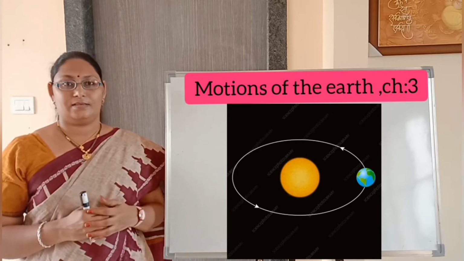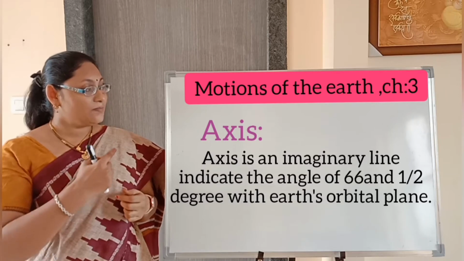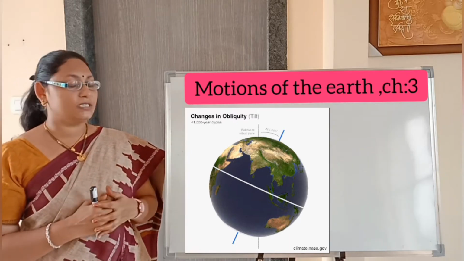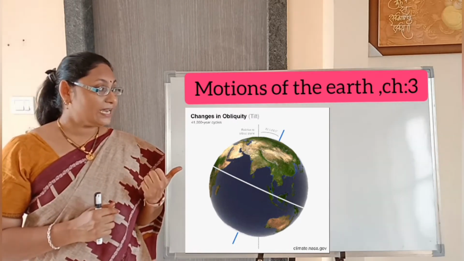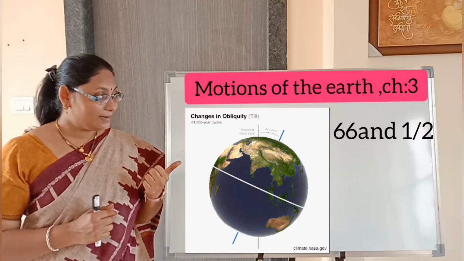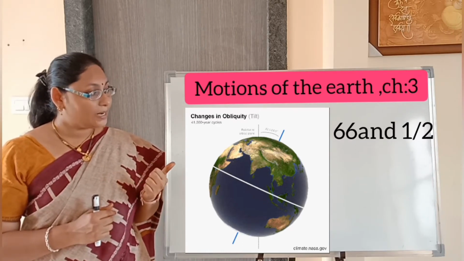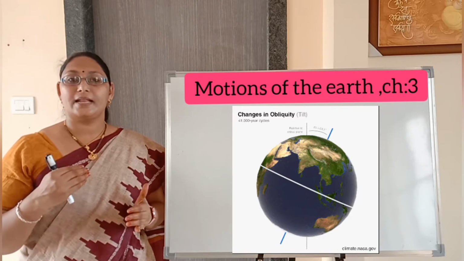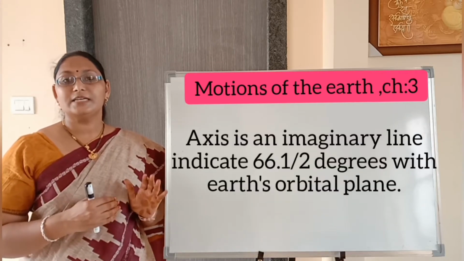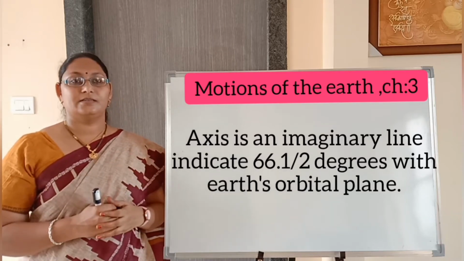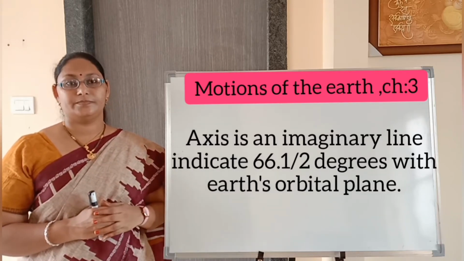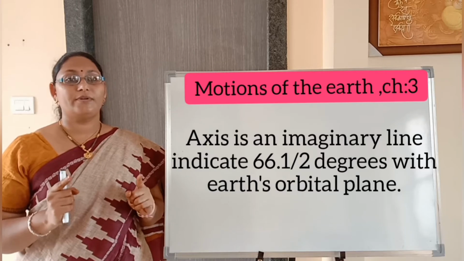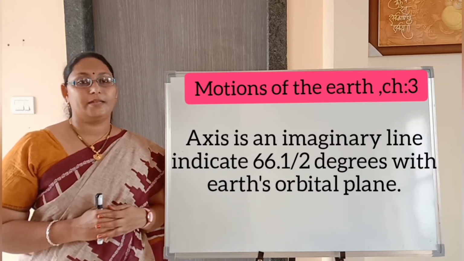What is axis? Axis is an imaginary line which is inclined or slanted towards the right side of the earth, and it indicates the angle of 66 and a half degrees with its orbital plane.